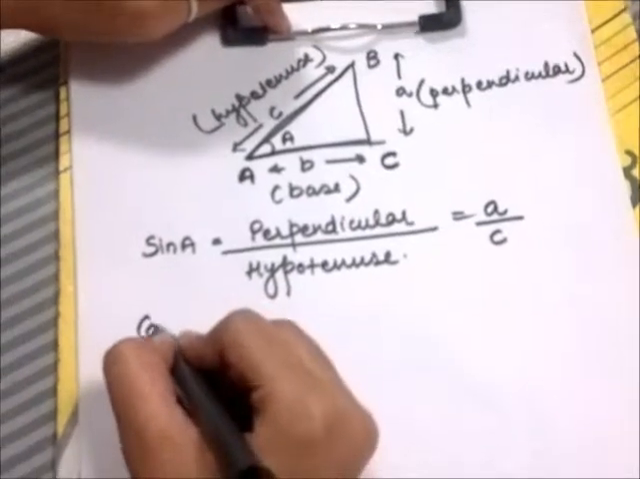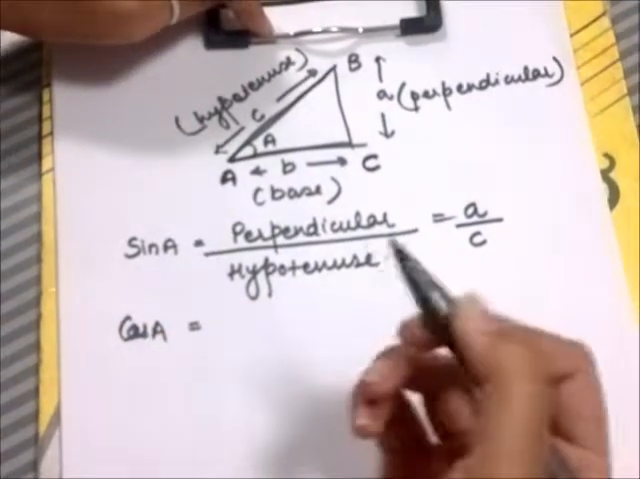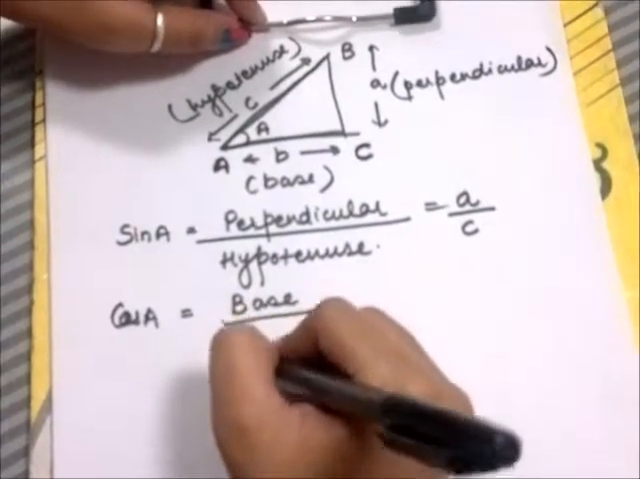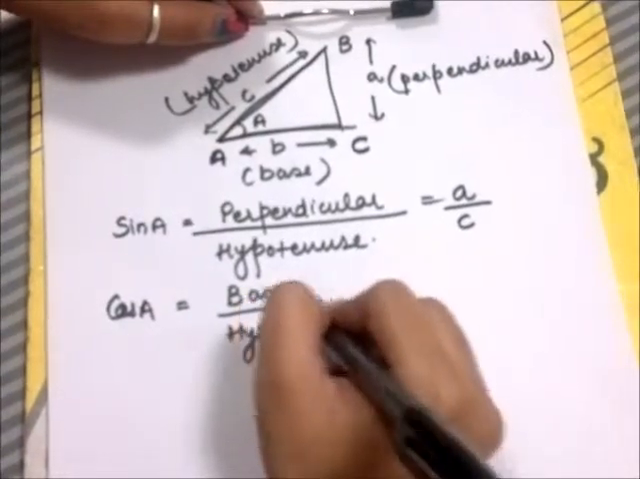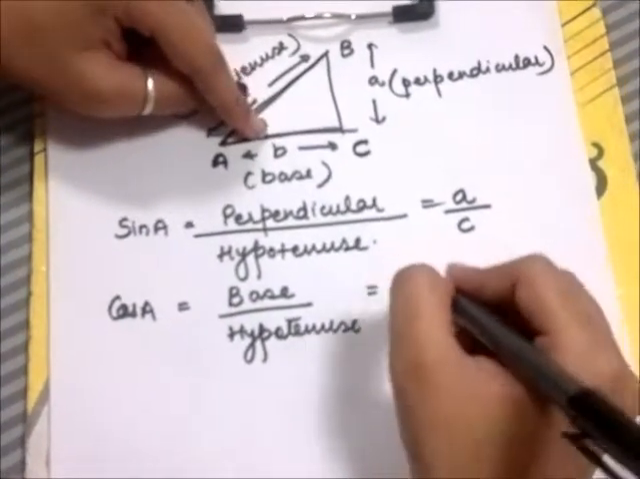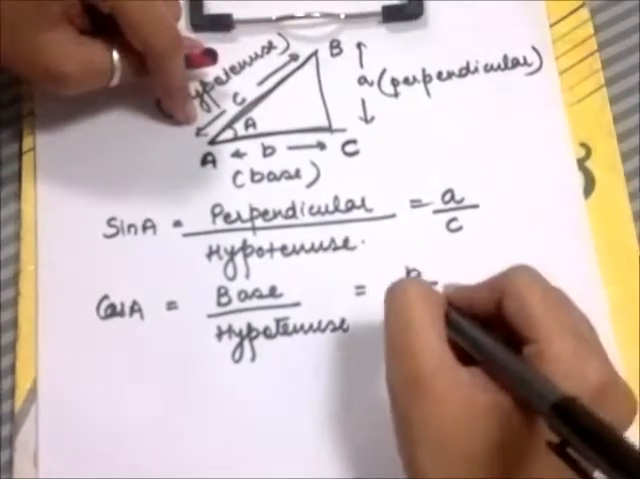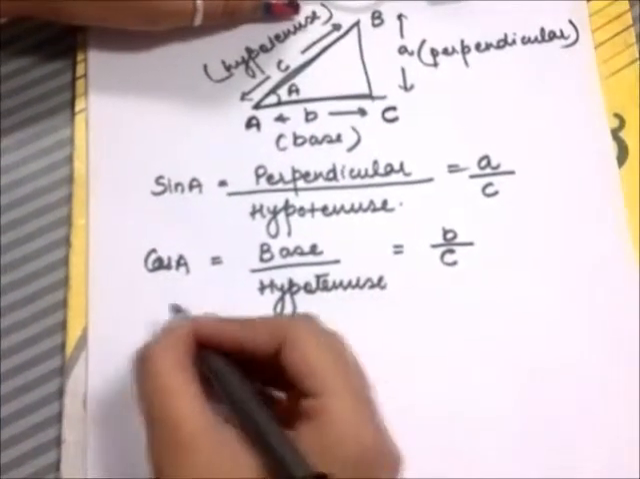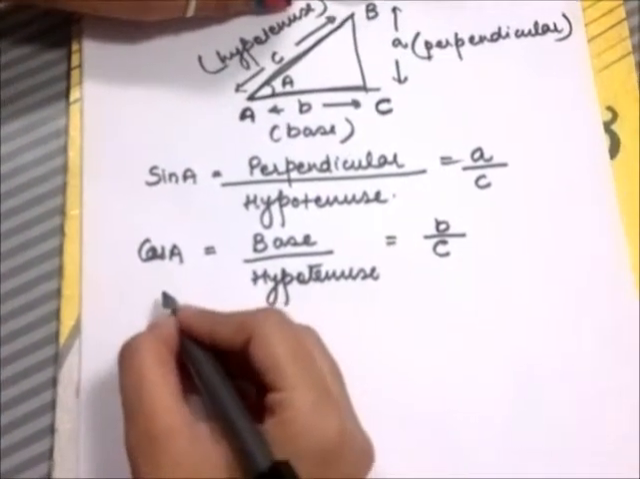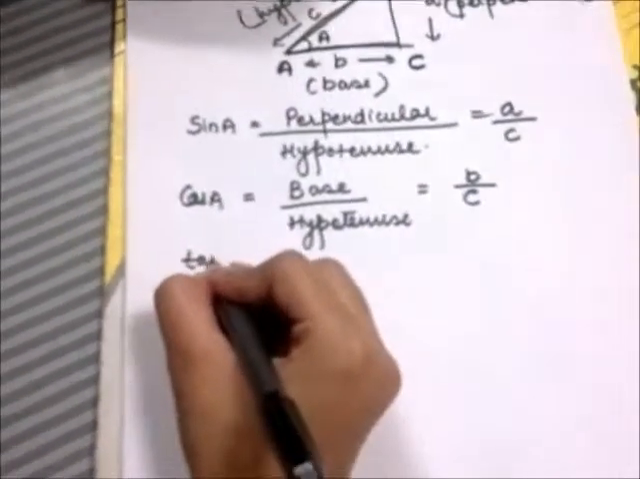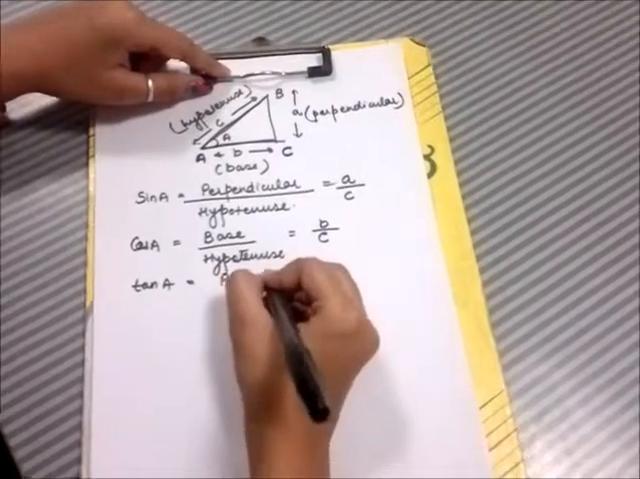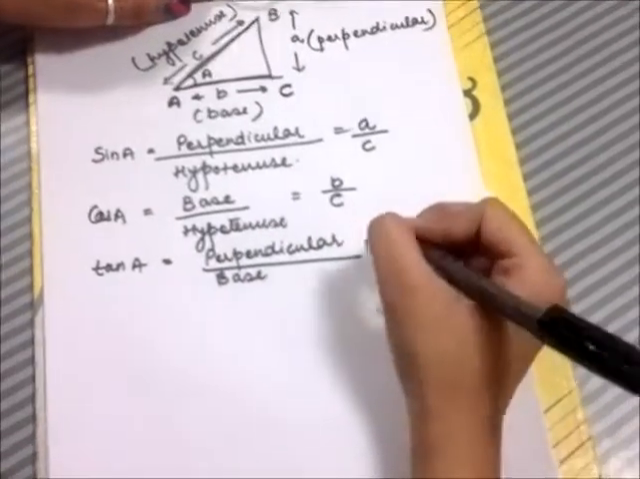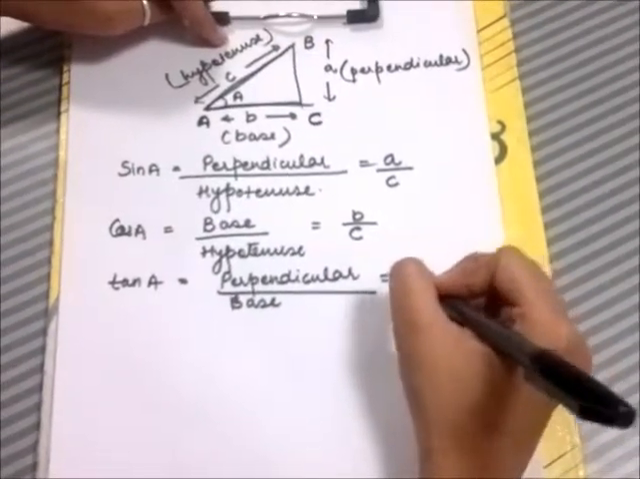In the same way we can determine the cos A ratio, which equals base upon hypotenuse. From the figure we can see that base equals B and hypotenuse equals C. So cos A equals B by C. Now I am going to derive the third trigonometric ratio, that is tan A. Tan A equals perpendicular upon base, that is A by B.